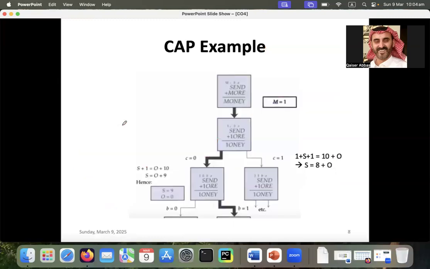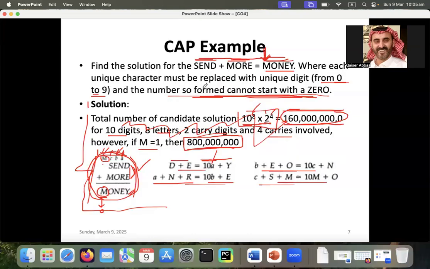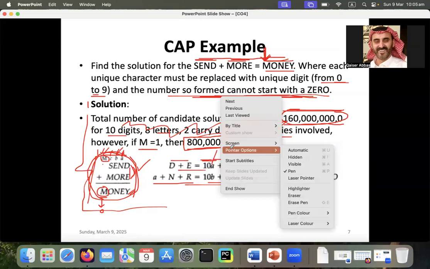Let's move on. So now we are starting with SEND plus MORE is equal to MONEY, with carries A, B, C, D. What we have to find are the numbers for each letter and also for the carries. According to the given information, we know that M is equal to 1.